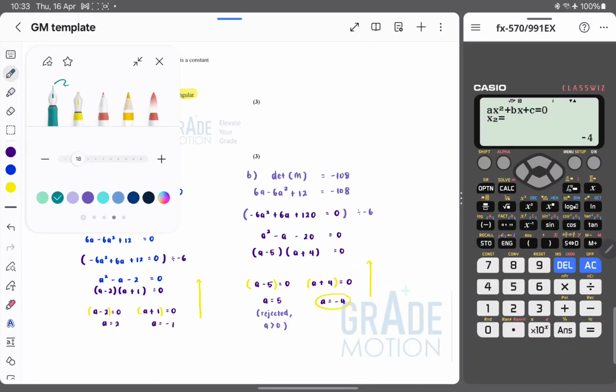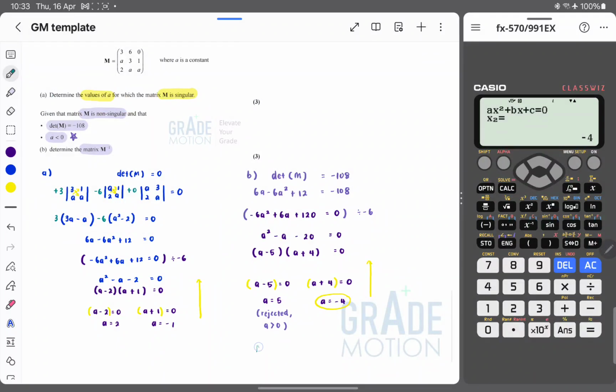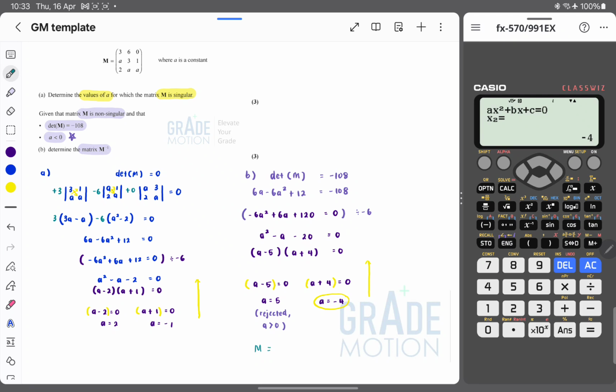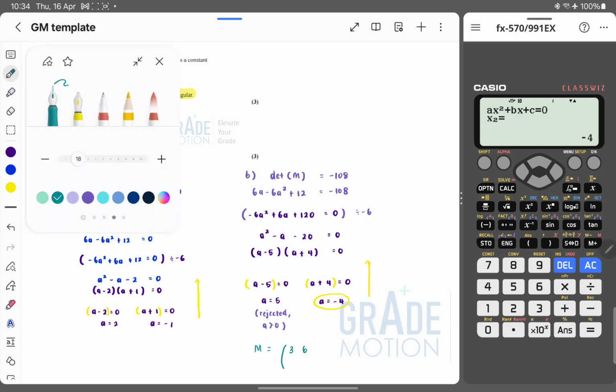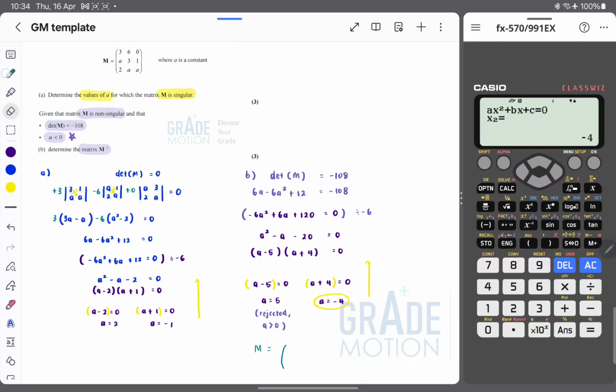Next, what we will do is rewrite our M. What is our M? Our M would be 3, 6, 0, -4, 3, 1, 2, -4, -4.